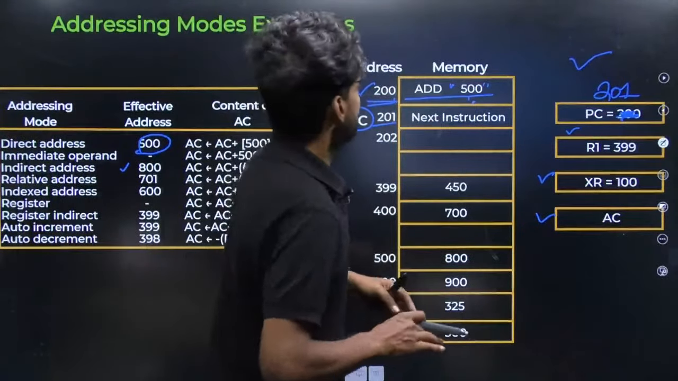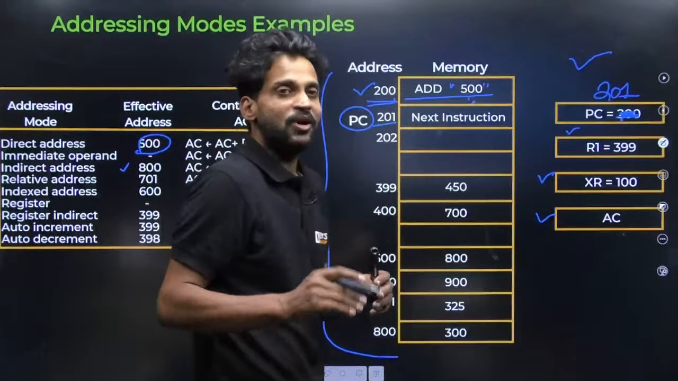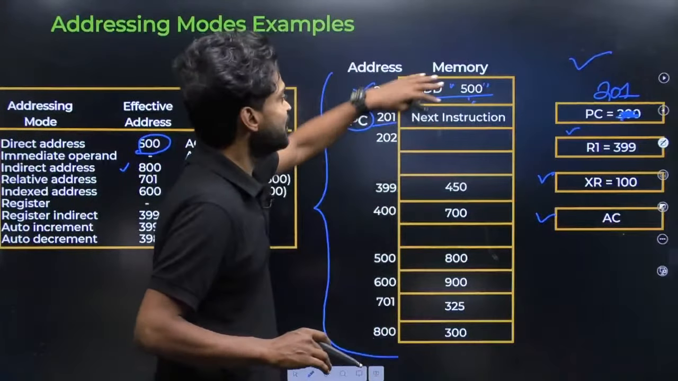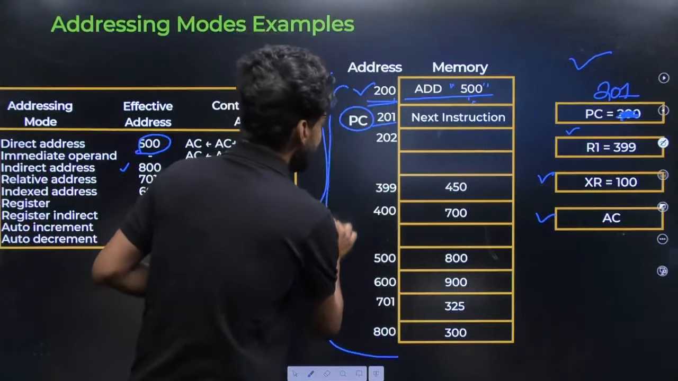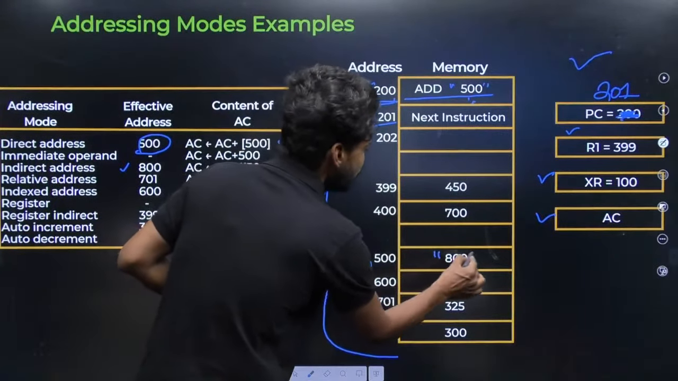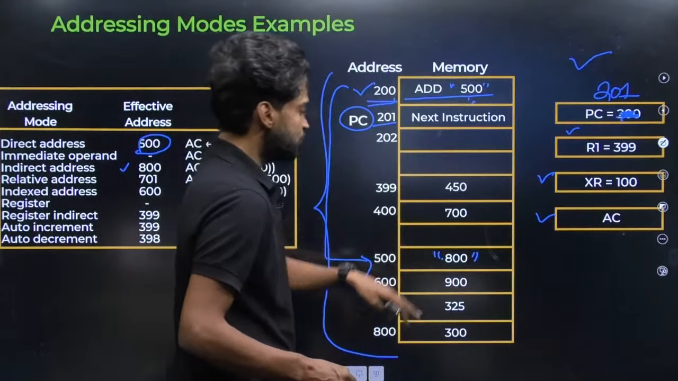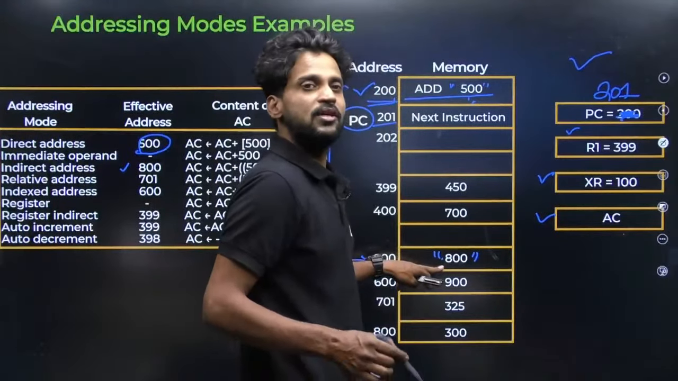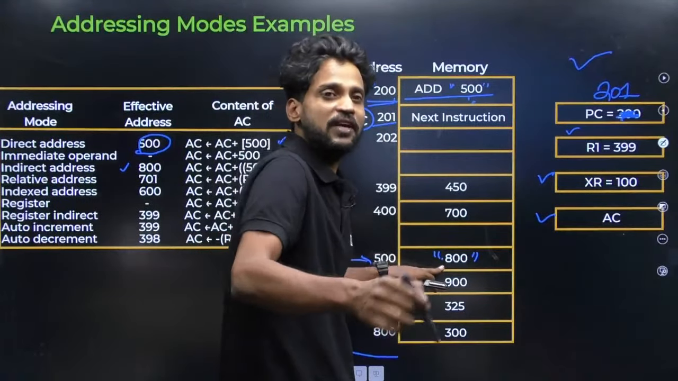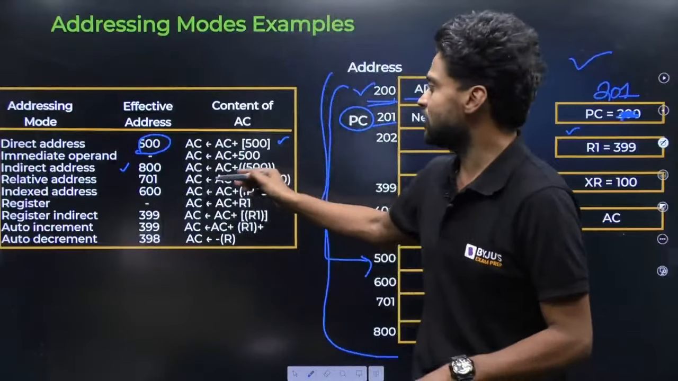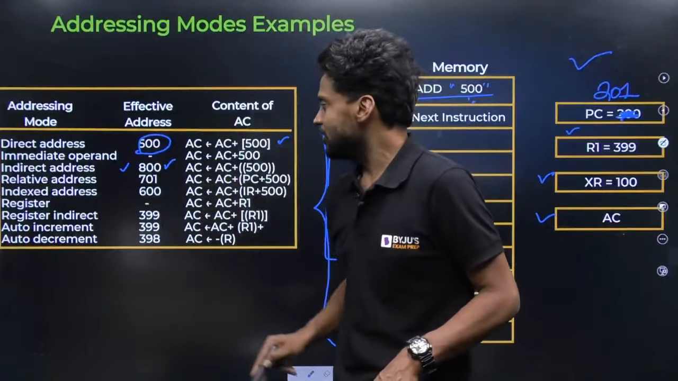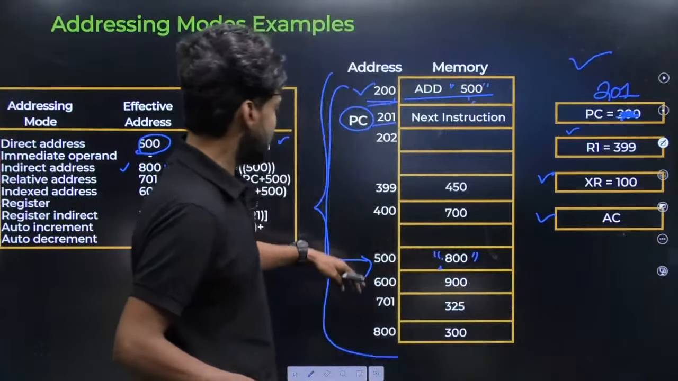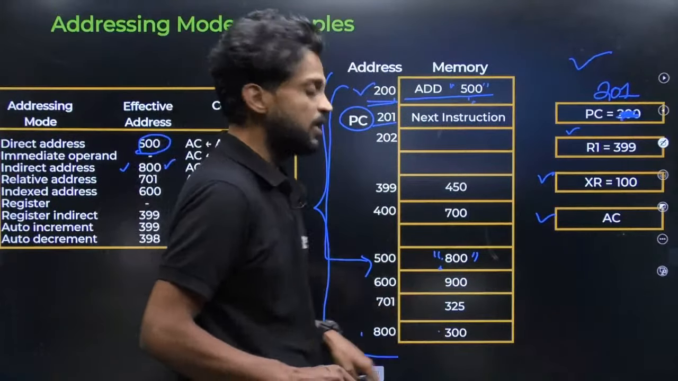One more time. This 500 is no more a direct address. Rather, it is an indirect address. So, going to that 500 location, you're going to find out one more address. Now here, 800 is the effective address. So the effective address in the indirect addressing mode is equal to 800. So whatever is in the content 800 will be added to accumulator.